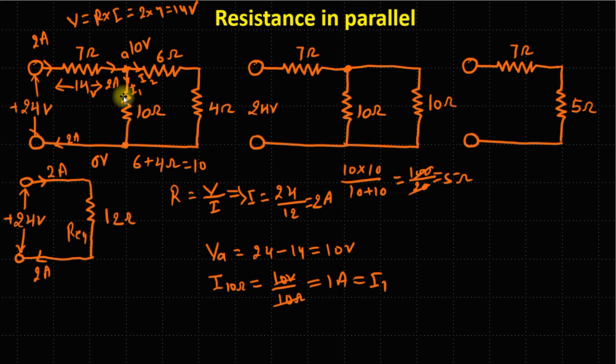So this current will be I1. Now you know the current for this branch, so you can calculate the current of the other branch. The total current is 2 ampere. IT equal to I1 plus I2 equal to 2. I1 is 1 ampere, plus I2 unknown. So I2 will be 2 minus 1, equal to 1. So I2 will be 1 ampere.